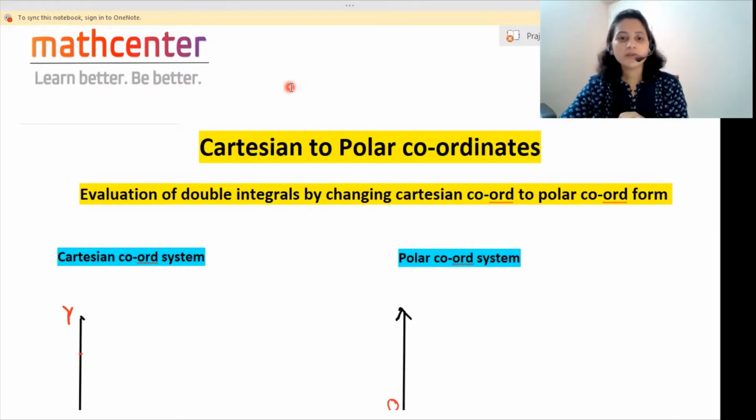Today we are going to see the last part of the double integrals, okay? And in this topic we are going to see how to evaluate the double integrals by changing the Cartesian coordinate system to polar coordinates, okay? Now, if you want to understand this topic, first you got to know what is Cartesian coordinate system and what is polar coordinate system, right?